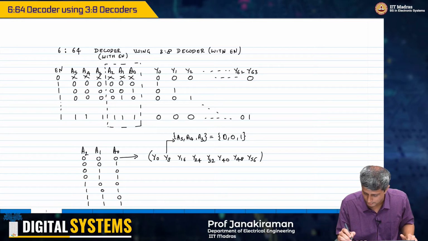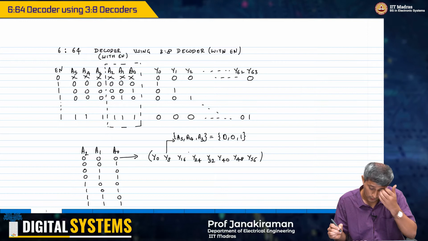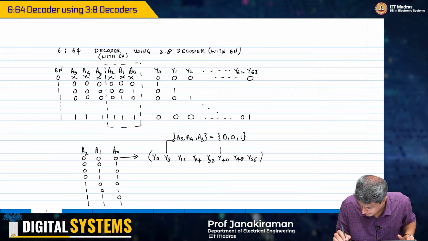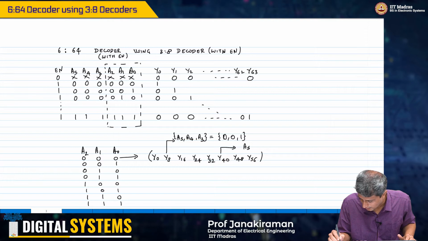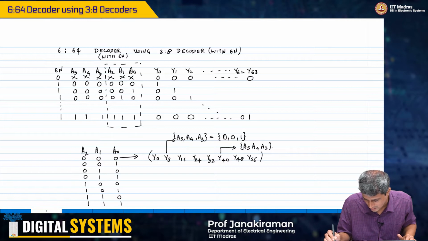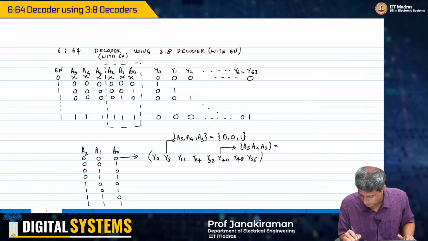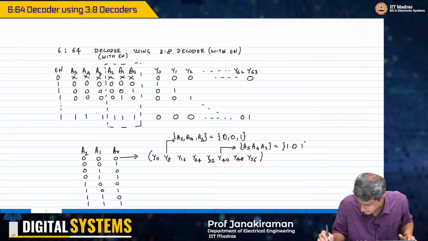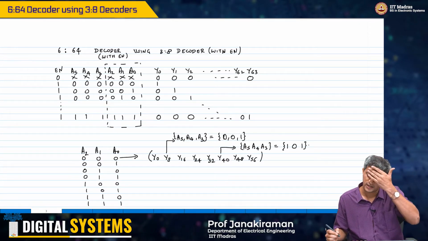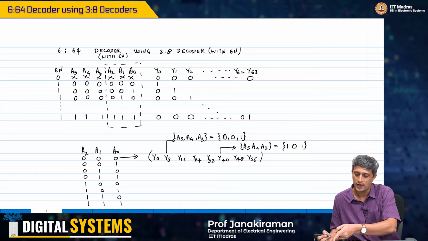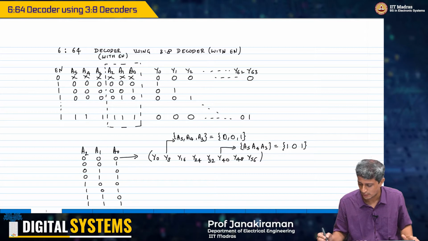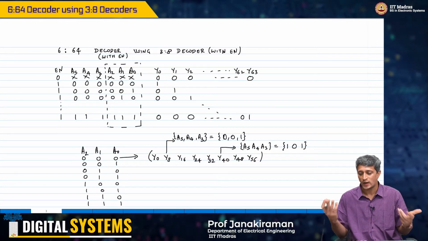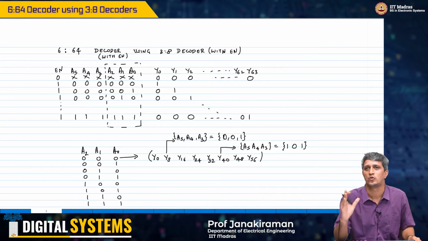Now, likewise, when you have 16 or when you have 40, let's look at 40. A5, A4, A3 must be 1, 0, 1, right? So why is this? Because it is 2 power 5 plus 2 power 3. So when A5, A4, A3 is 1, 0, 1, then Y40 has to go high, right?